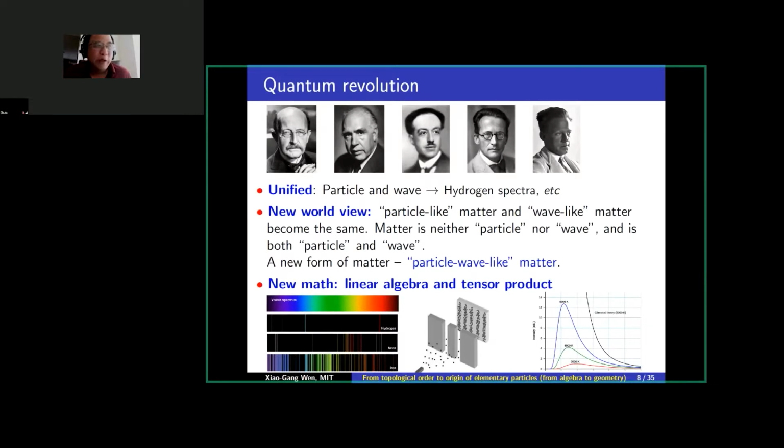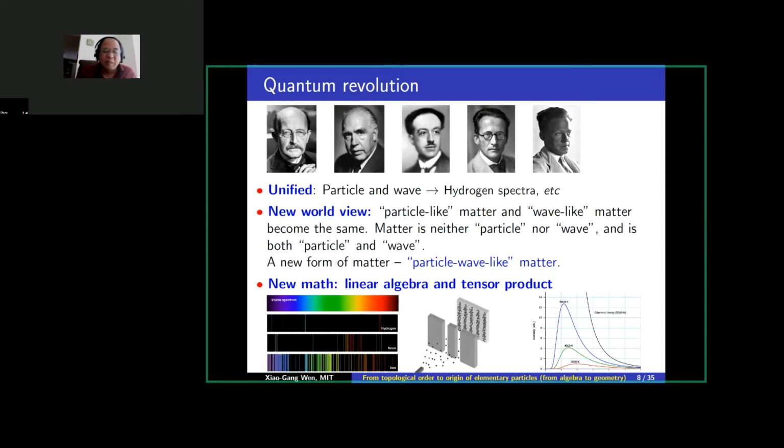But somehow this geometric view is challenged by the fourth revolution I mentioned. It's called a quantum revolution. In this quantum revolution, particle-like matter and wave-like matter are unified. All these phenomena, the hydrogen spectrum, interference, and blackbody radiation, are phenomena from the microscopic world. The main thing is really the unification of particle-like matter and wave-like matter.